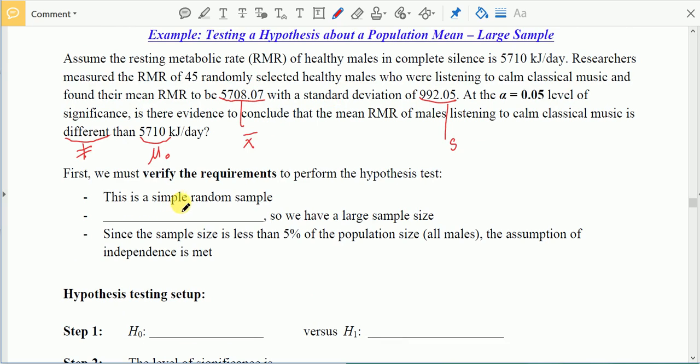Now this is a simple random sample because we have randomly selected, so this is good. For n, we have 45 samples here, so it's bigger than or equal to 30, so that's good. We have a large sample size. Since the sample size is less than 5% of the population size, all the males, this is a very small number of the males, so of course it's less than 5%, so the assumption of independence is also met. Usually this condition you don't have to worry much about in this class.